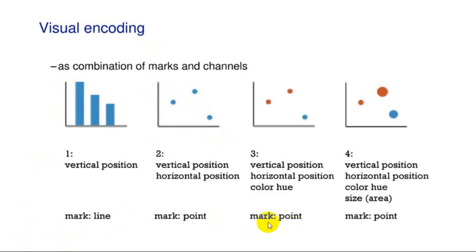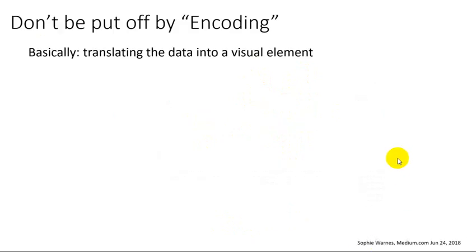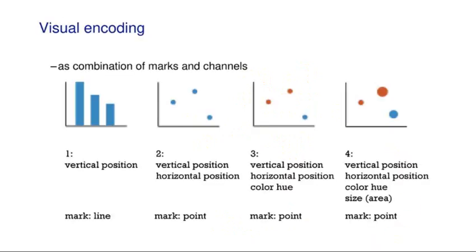And we can increase the complexity by encoding a third variable, by changing the color of the marks on a scatter plot. The marks are still points, the channels are position and color. And then we could add a fourth variable by encoding with a new channel of size. The mark is still a point, but now we've complicated and increased our complexity by adding color.